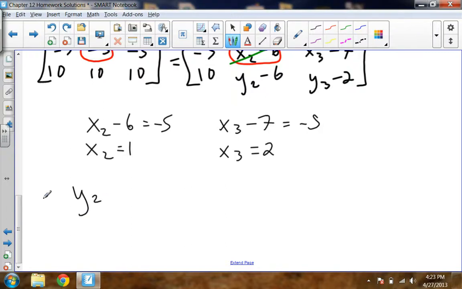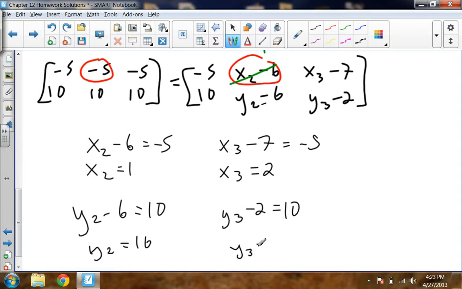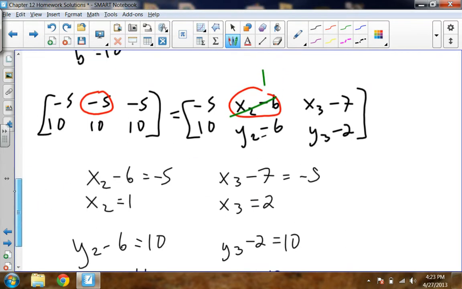Moving on, y2 minus 6 equals 10. This entry is equivalent to that entry. So y2 equals 16. And y3 minus 2 equals 10. So y3 equals 12. So we have these points, and remember what this stuff is.